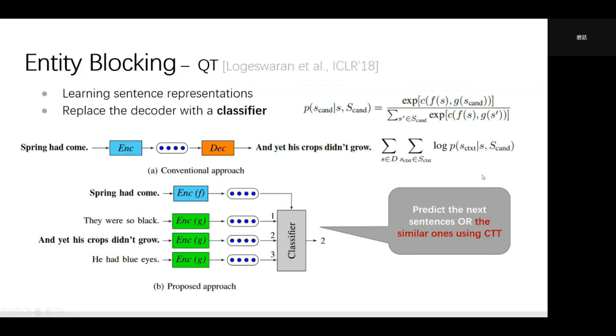There are also some models that replace the decoder with the classifier. So the classifier can be used to predict the next sentence or the similar sentence by using the CTT strategy. But the main goal is to learn the sentence representation or tuple representation.